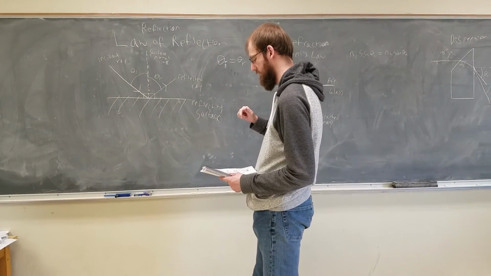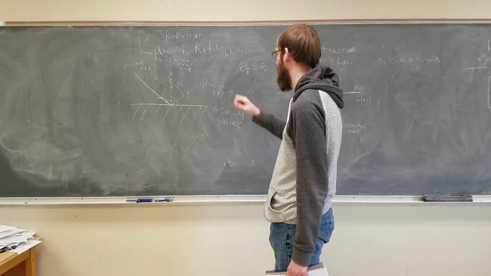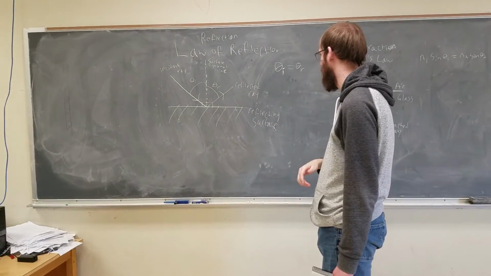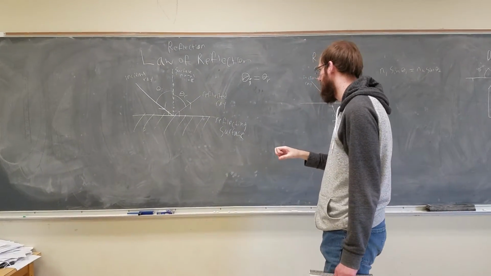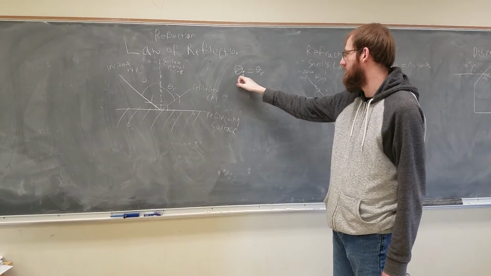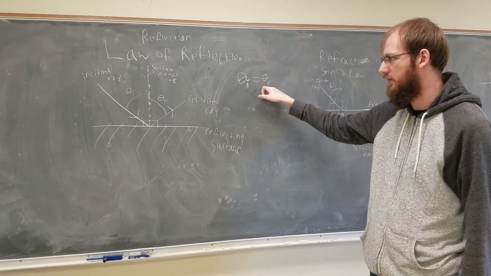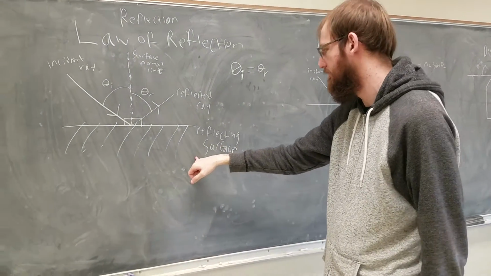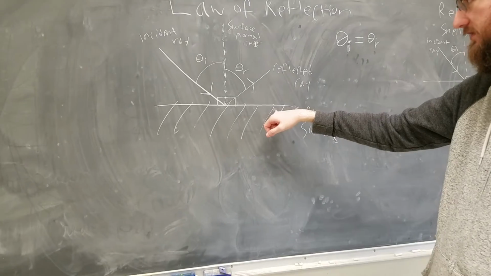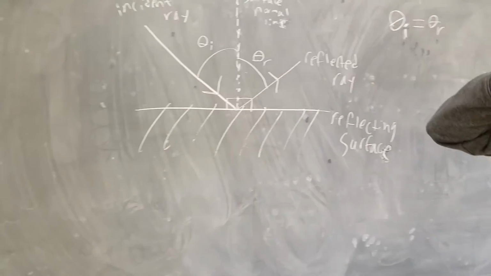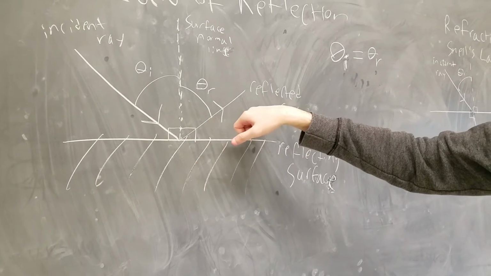So first off, in section A, we're covering the law of reflection. No fancy names, just the law of reflection. And this simply states that the angle of incidence is equal to the reflected angle for a single ray of light. So if we look at this diagram, we've got the reflecting surface here, the incident ray coming in, and then the reflected ray coming out.